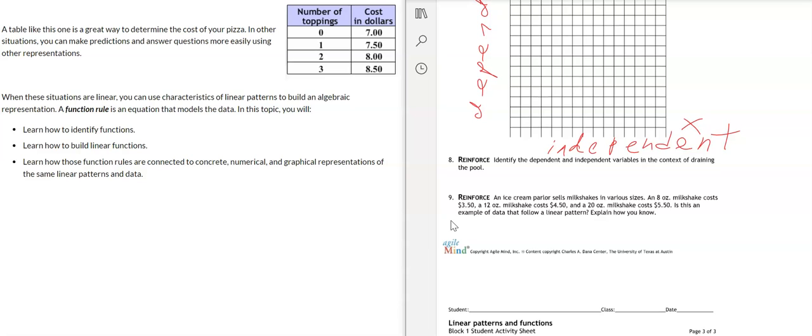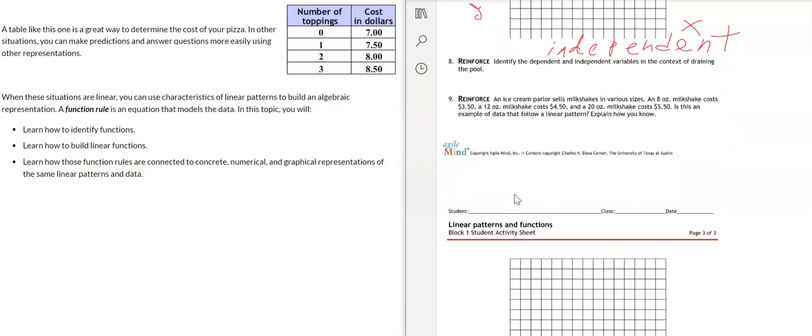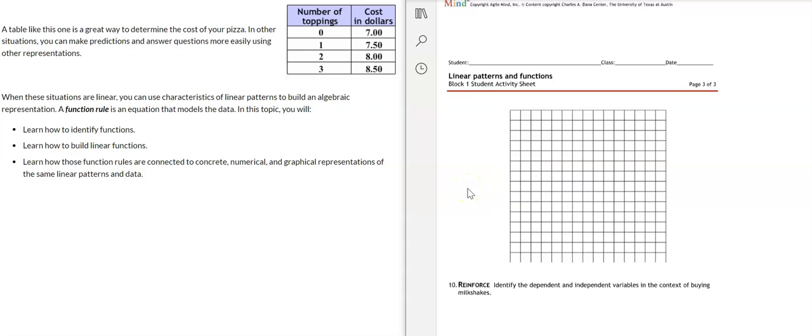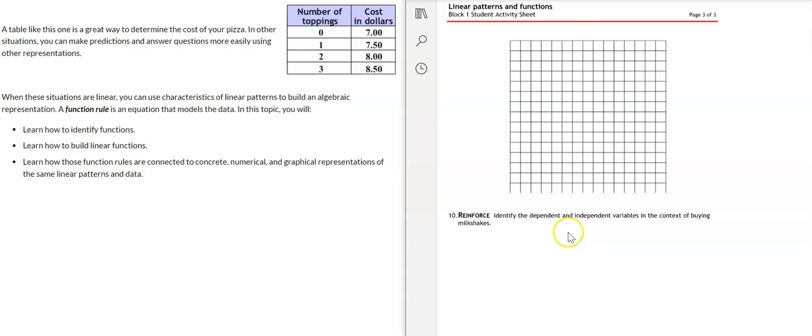Question number 9 says, an ice cream parlor sells milkshakes in various sizes. An 8-ounce milkshake costs $3.50, 12-ounce milkshake costs $4.50, and a 20-ounce milkshake costs $5.50. Is this an example of data that follow a linear pattern. Explain how you know. I would recommend graphing the data and seeing if it follows the linear pattern. And then again, identify the dependent and independent variables in the context of buying milkshakes.